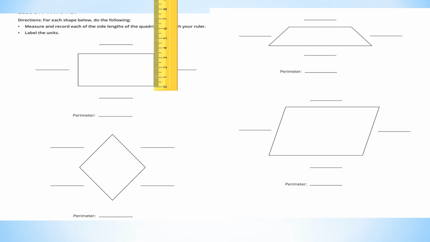Here, this short side is 3.5 centimeters. And the other one, 3.5 centimeters. So, both of them are equal. If we measure the long side, which is 6.5 centimeters, and here 6.5 centimeters, if I wanted to find the perimeter, I will add all of them. So 6.5 plus 6.5 plus 3.5 plus 3.5.